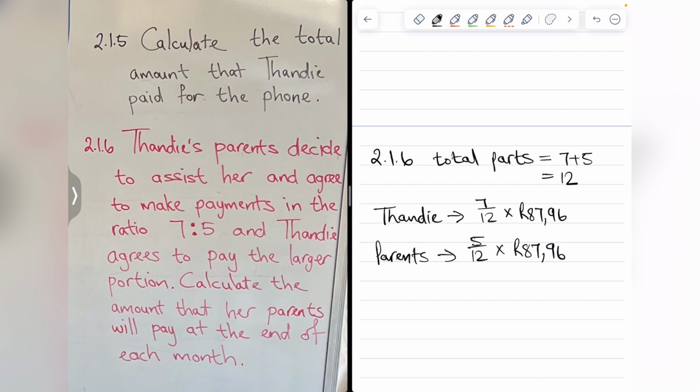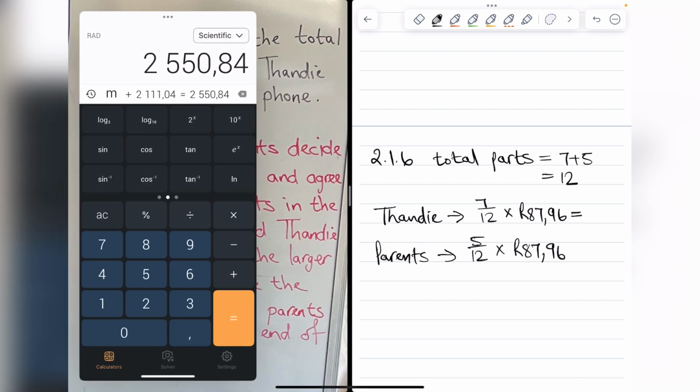And they're wanting to calculate the amount that the parents will pay at the end of each month. So you don't really even need to calculate Thandi's amount, but we'll just do it anyway. So to calculate Thandi's amount, we are going to say 7 divided by 12 and multiply it by 87 and 96 cents. So Thandi is going to pay 51 Rand and 31 cents every month. And for the parents, you can either subtract 51 and 31 cents from 87.96, or I can just do the ratio 5 divided by 12.